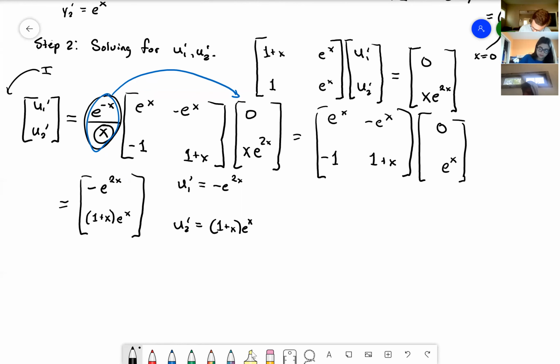Okay, now getting u1 will be fairly easy. When we take the integral of e to the 2x, it's just e to the 2x, but divided by the derivative of what's inside, so the derivative is 2. So this will be negative 1/2 e to the 2x. This u2 prime is a little more difficult.